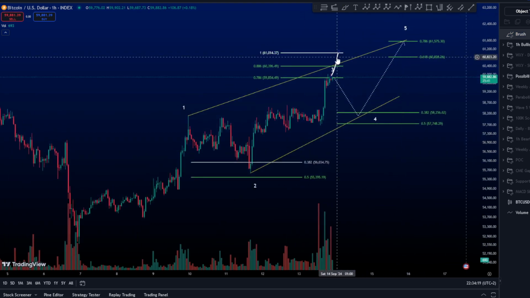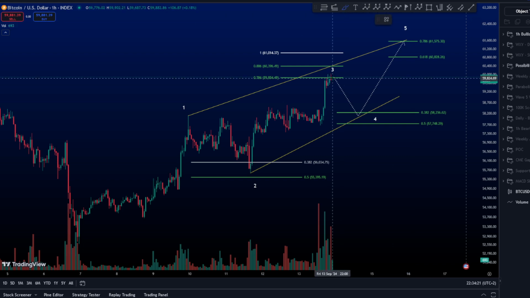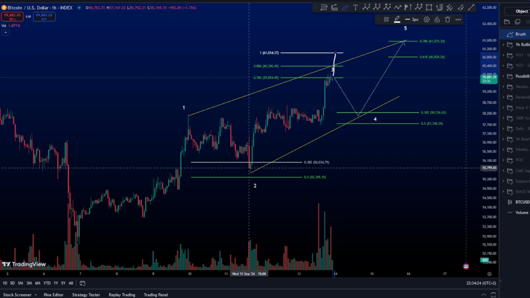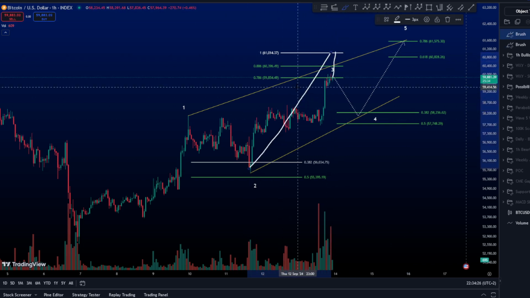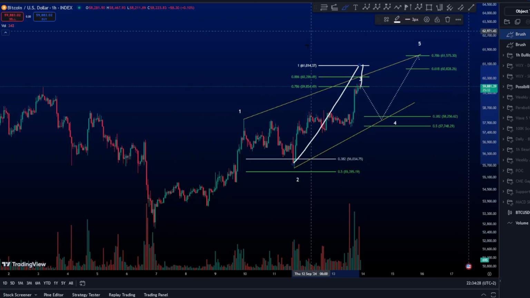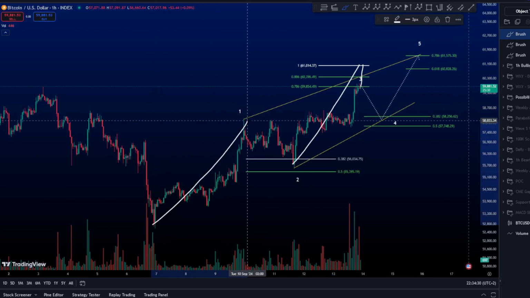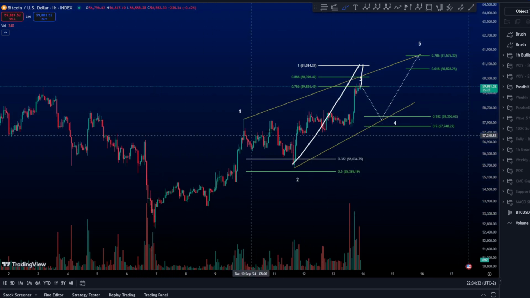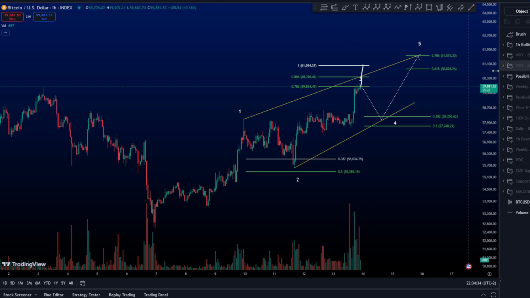Now, of course, if we go higher to the 1-to-1, then this means again invalidation of your diagonal. By all means, if we see prices move higher and making this wave 3 bigger than the wave 1 that we see here, that means invalidation, and you don't want to see this, because once we reach this, look at the confluence of the bearish scenario.